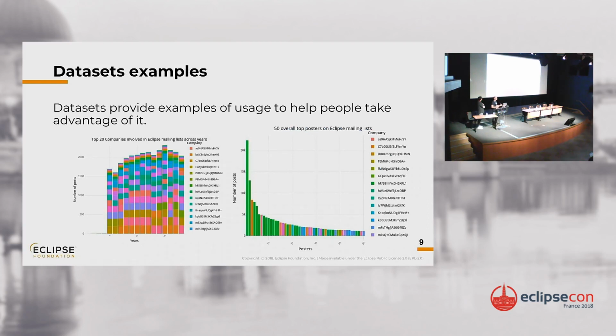Here are a few examples of what can be done with this data, because it's not just about data, it's what you can get from there, the insights you can get from there. So these are just examples. It's something like a dozen lines of code to import the data and produce that kind of graphics. So these two graphics are made from the mailing list dataset. You have the distribution of posts belonging to companies across the years, or the number of posts by people categorized with the company they belong to.